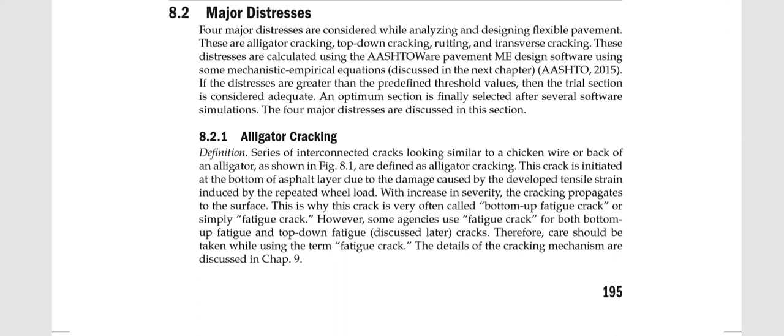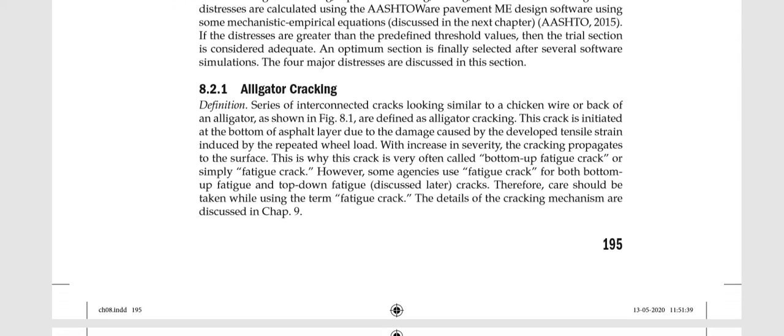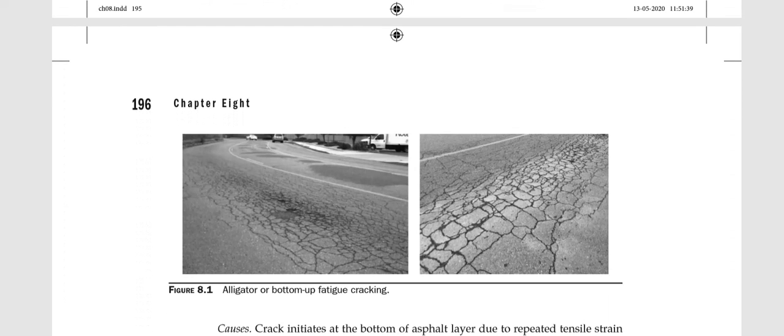By alligator cracking, you can understand what it means. It will look like an alligator. Your book language is a series of interconnected cracks looking similar to a chicken wire or the back of an alligator. Instead of talking, let us see a photo that will show you clearly. Yes, I believe all of you have seen this kind of crack in pavements anywhere in the US. This kind of crack is called alligator crack.